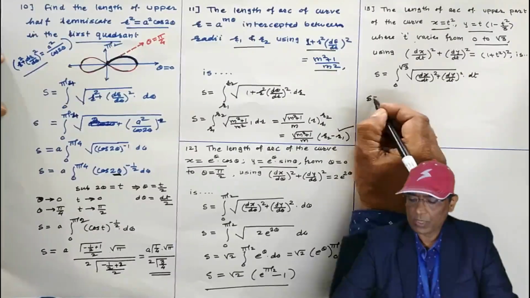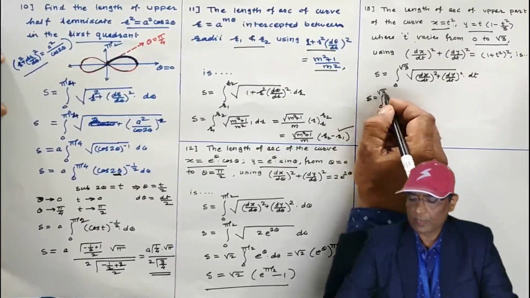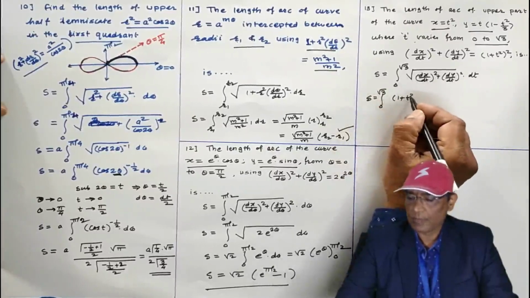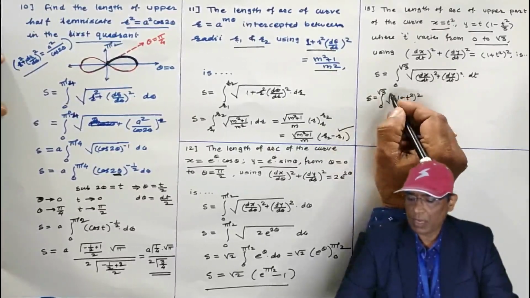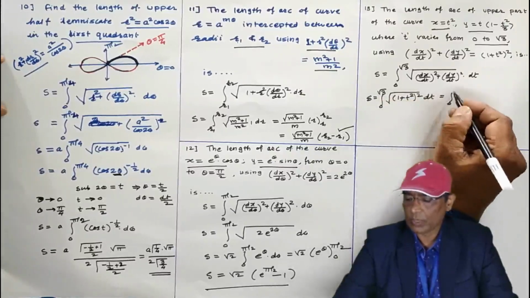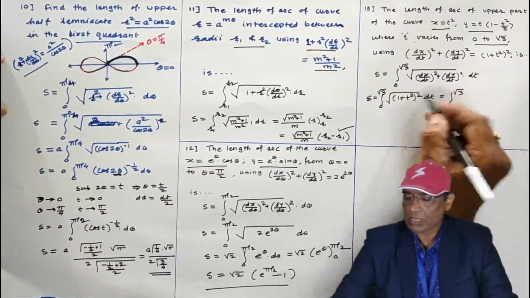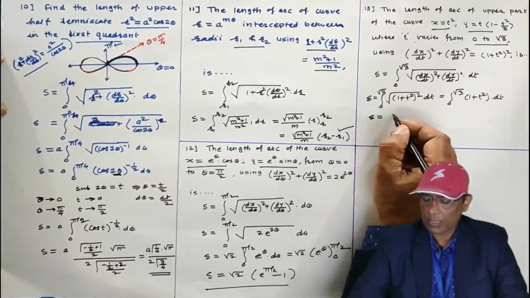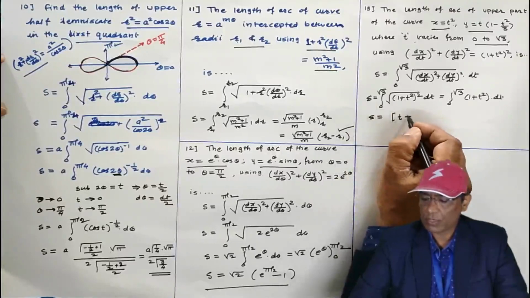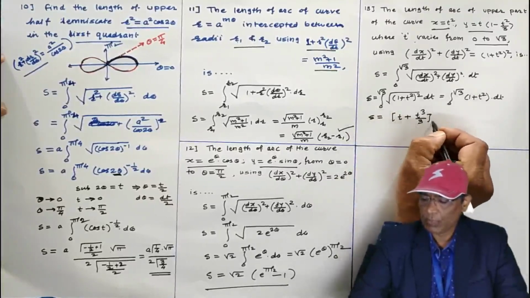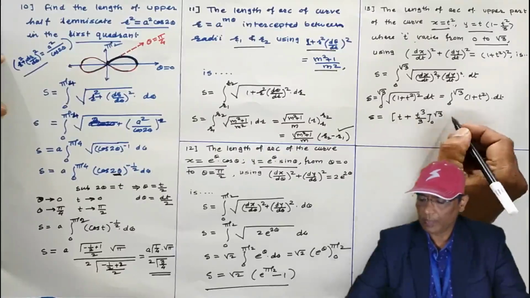Then s equals integral 0 to root 3. The value of this component is given, 1 plus t square, raised to power t, and the under root is already there. This root and square will disappear. Take integration now. Integration of 1 is t, integration of t square is t cube by 3. Lower limit is 0, upper limit is root 3.